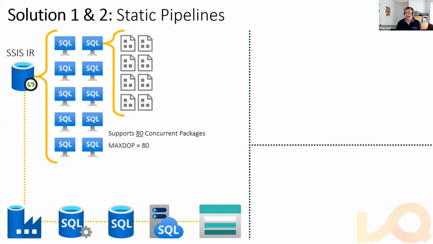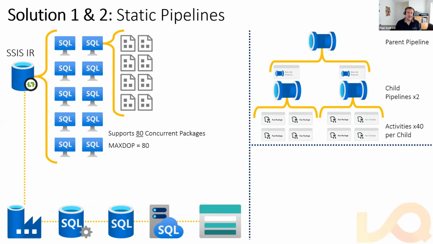Firstly, we could refactor our packages and our pipelines to something like this. I'm going to have a parent pipeline calling 2 child pipelines, each with 40 activities in. Yeah, okay, that works. You'll get a bronze tick for that. So we could restructure our pipelines in that way. Of course, it's not very dynamic. It's very static. It's very manual. We're going to have to go in and do that for all of those activities.